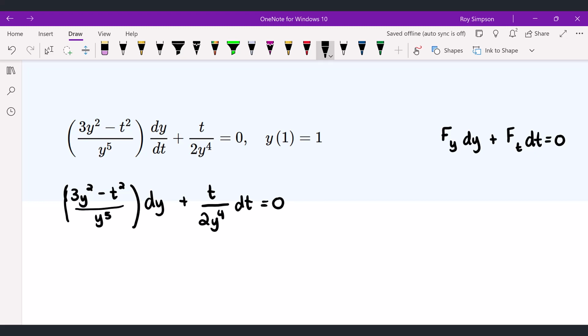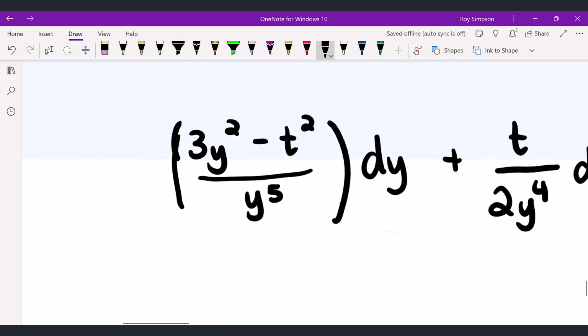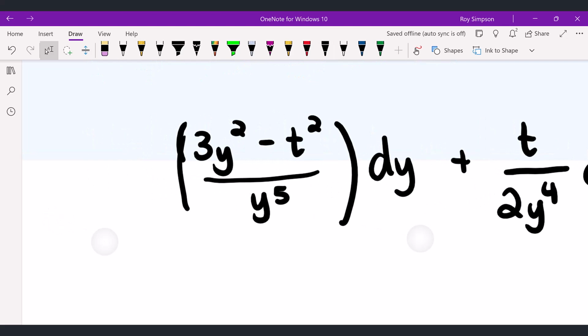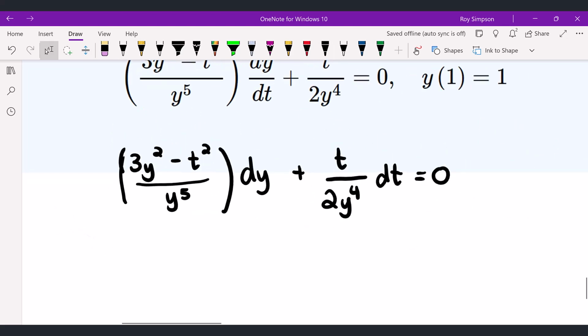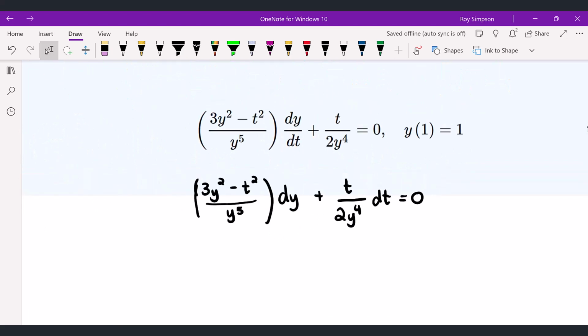Now, we cannot guarantee that such a function exists just at the beginning of a problem. We can't just look at this and say, yep, that function exists, such that f sub y is this business in front of dy, and f sub t is this business in front of dt. However, there is a way to determine if such a function exists. It's a little bit of work, but not too much.